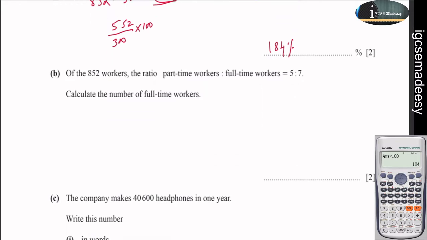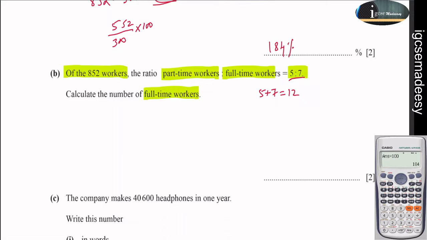So let's move to the second question. It says, of 852 workers, the ratio of part-time workers to full-time workers is 5:7. Calculate the number of full-time workers. So out of 852 workers, the ratio of part-time to full-time workers is this one. Let's find out the total ratio. The total ratio is 5 plus 7, which is 12.